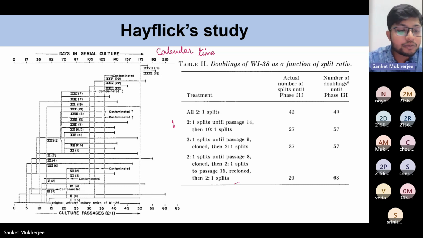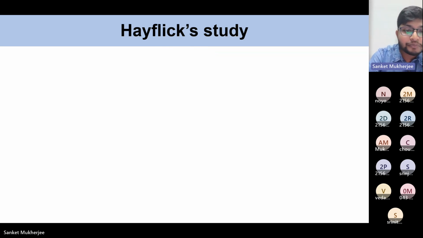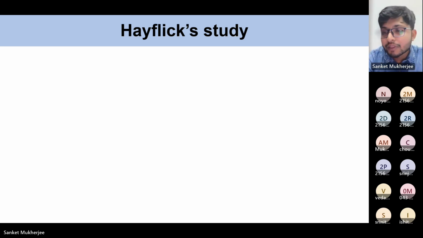So if they have done all 2:1 splits, this is the total number of splits required to achieve phase 3. What is phase 3 again? Let's go back. This is a growth curve, with cell number on the y-axis and time on the x-axis. This phase is phase 1, which we call the lag phase in the case of bacterial culture. This is phase 2 and this is phase 3.